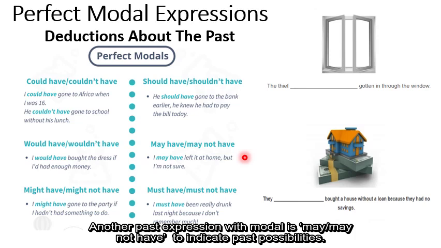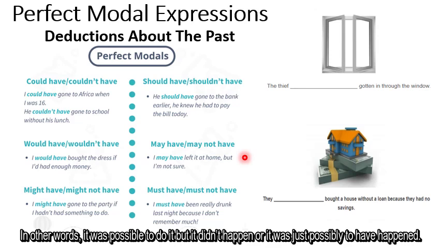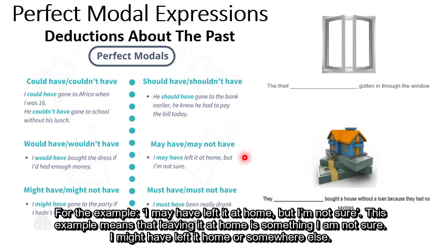Another past expression with modal is may or may not have, to indicate past possibilities. In other words, it was possible to do it, but it didn't happen, or it was just possible to have happened. For the example, I may have left it at home, but I'm not sure. This example means that leaving it at home is something I'm not sure about. I might have left it at home or somewhere else.